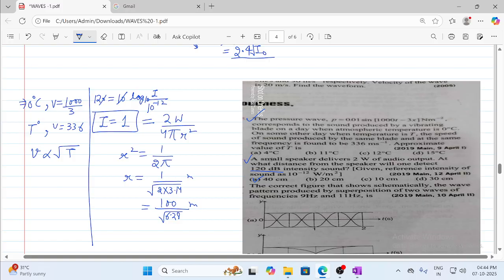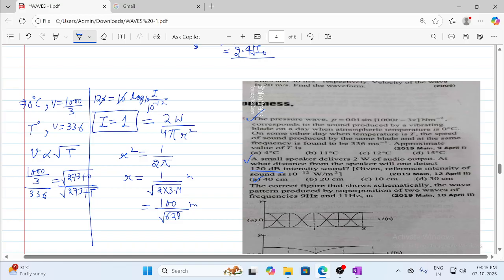And then you can solve it. It is lengthy, but there is nothing more here. That's why they have added this part. So you will be writing 1000 divided by 3 divided by 336, that is going to be root of 273 plus 0 upon 273 plus t, and then calculate it and get your answer. If you can do the calculation of this, then you can try to find the answer.